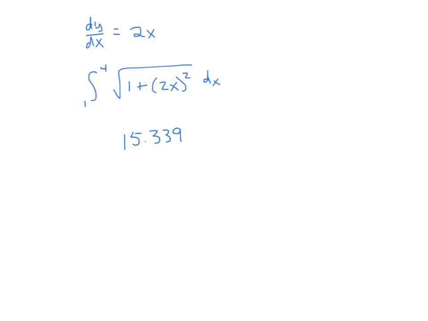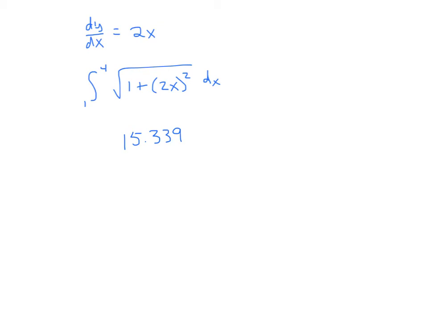Alright, first we have to find the derivative, dy/dx equals 2x, and then we do our integral on the interval that they gave us from 1 to 4. The square root and the 1 plus all stay, so the only part that we're plugging in is the derivative that we just found.